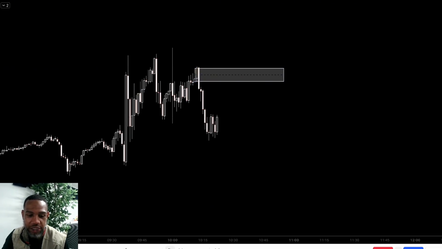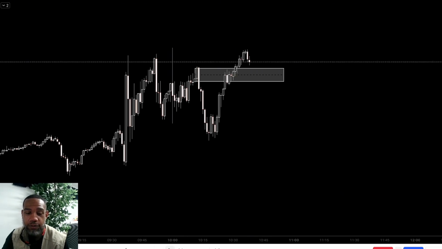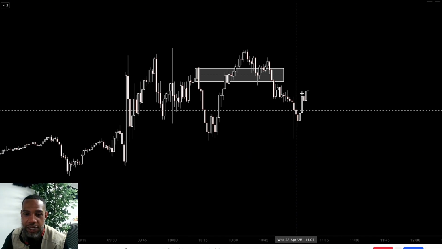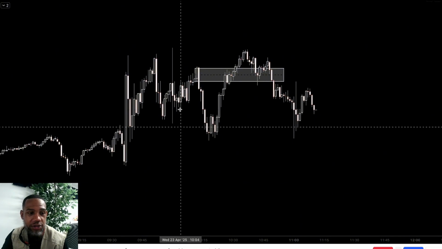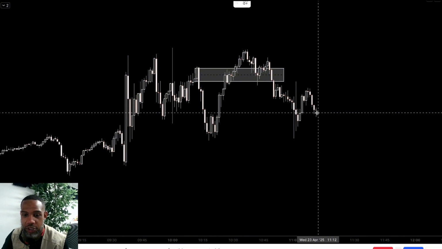Now what we need is a higher high, which we get right here. Now to validate this breaker, we need a lower low, which we now get right here. Now we need price to retrace, which it does. So we're going to enter this short.